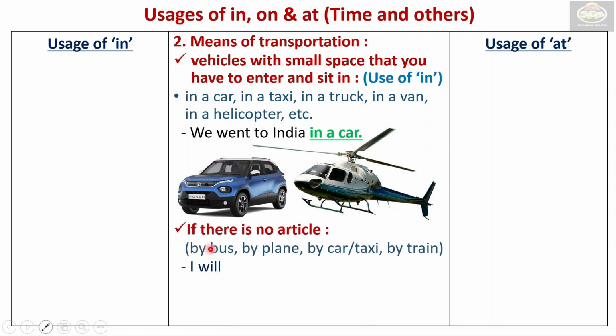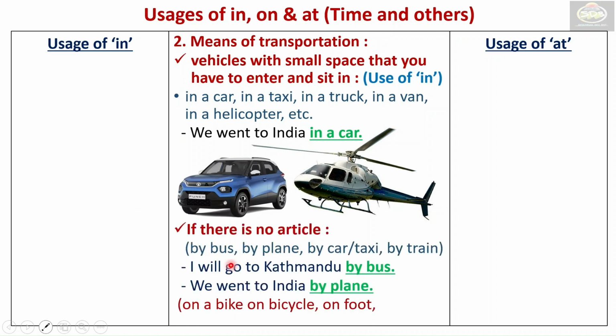But if there is no use of any article, we use by. It doesn't matter whether that is a big or a small vehicle, we have to use by with all types of vehicles. Example, by bus, by plane, by car, by taxi, by train. I will go to Kathmandu by bus. We went to India by plane, by car. And don't forget, we use on a bike, on bicycle, on foot. We don't use by with them.